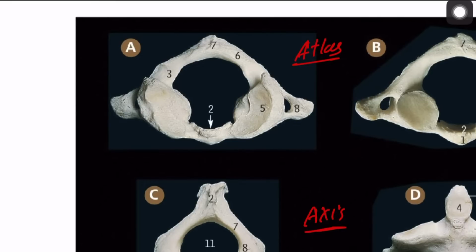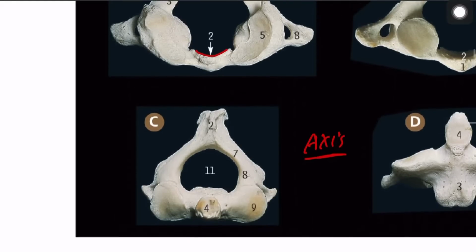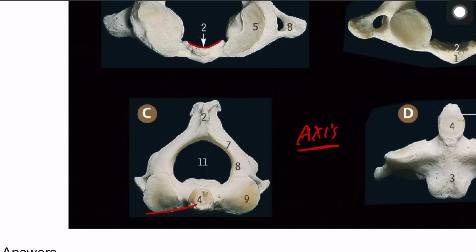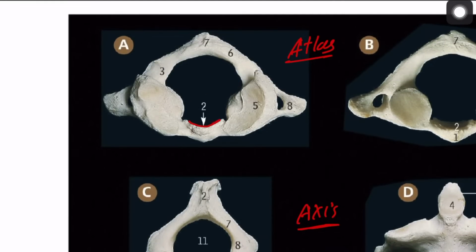So identifying structures, on the front here you have the site for articulation with the dens. If you look here, number 4 is the dens or the odontoid peg, and it articulates with number 2, which is the facet for dens. Number 7 is the posterior surface, so that will be the posterior tubercle, and number 6 is the posterior arch of the atlas.